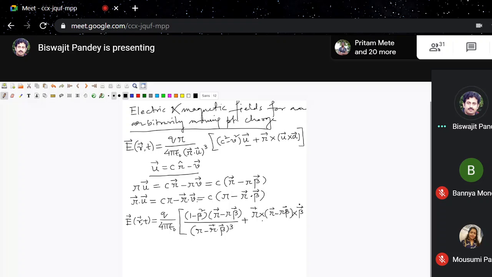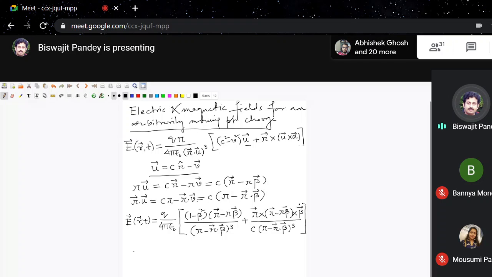Okay, and then in the denominator what we have is this whole cube, r dot u cube, that is again c cube times r minus r dot beta cube. But remember there was a c here and there was a c needed here, so c into c square, and in the denominator we have c cube, so c square over c cube, so one c is left in the denominator, right? C into r minus r dot beta whole cube. This is the expression for electric field for a moving point charge.